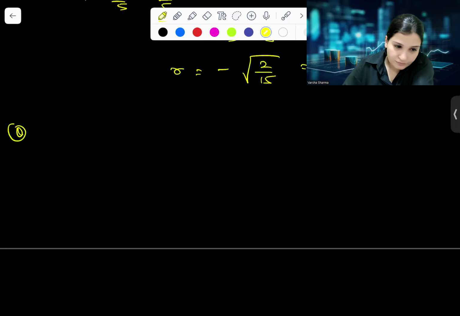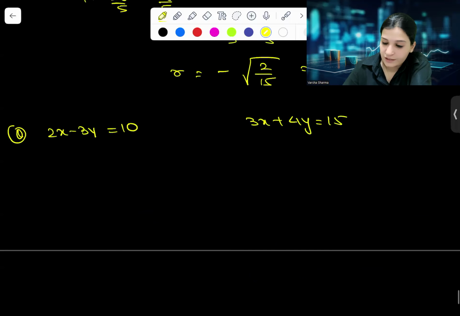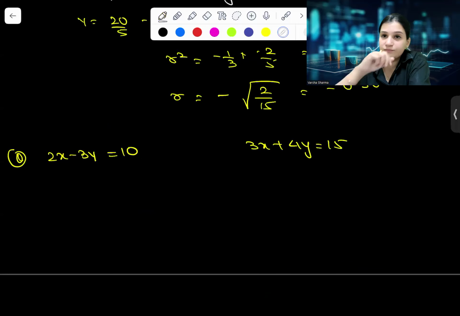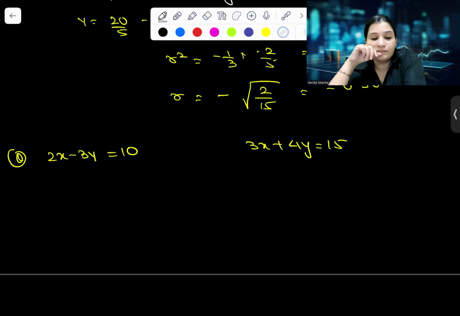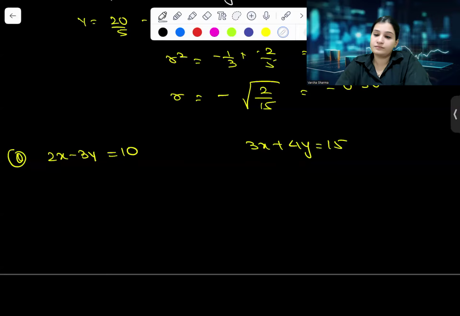Try this question. 2x minus 3y equal 10. 3x plus 4y equal 15. Tell me which one is which. Answer? Point 942.